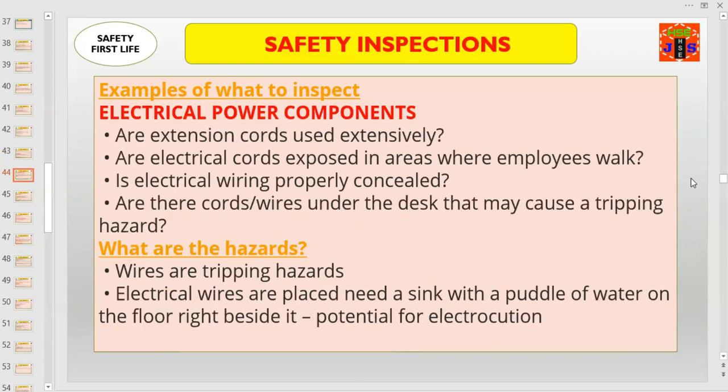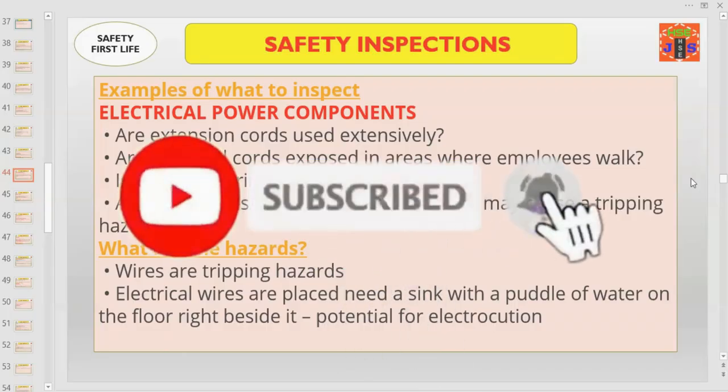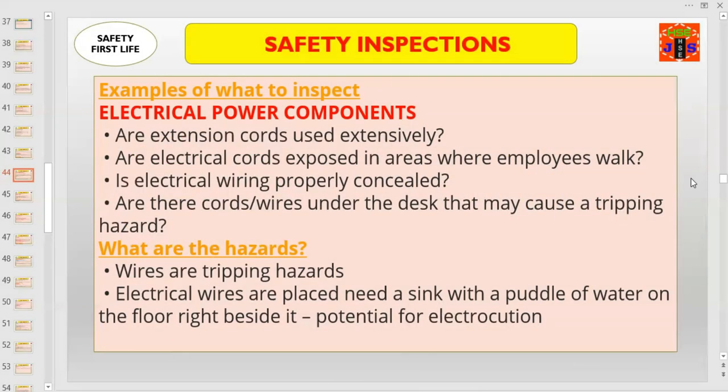Another example, let us discuss now the electrical power components. Once we are in a building and we are conducting a safety inspection, we have to consider the extension cords used extensively. Are electrical cords exposed in areas where employees walk? Is electrical wiring properly concealed? Are there cords or wires under the desk that may cause a tripping hazard? As you know, wires are tripping hazards.